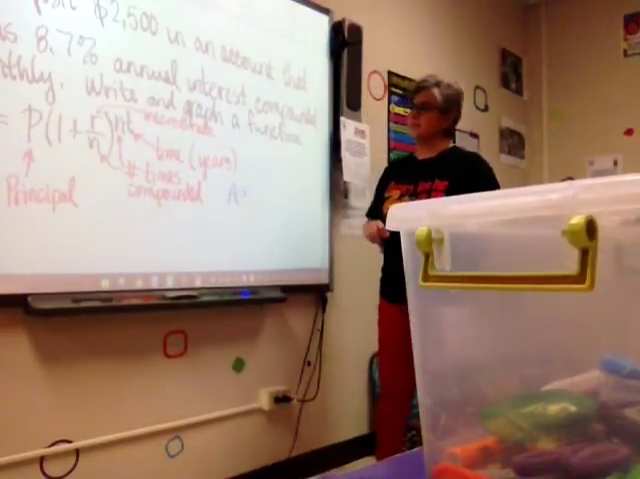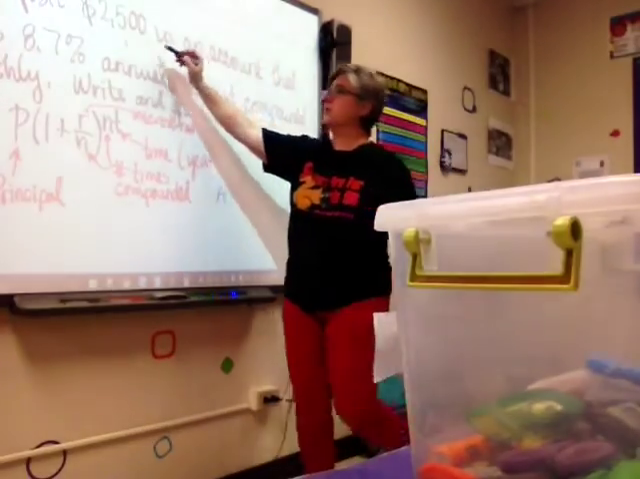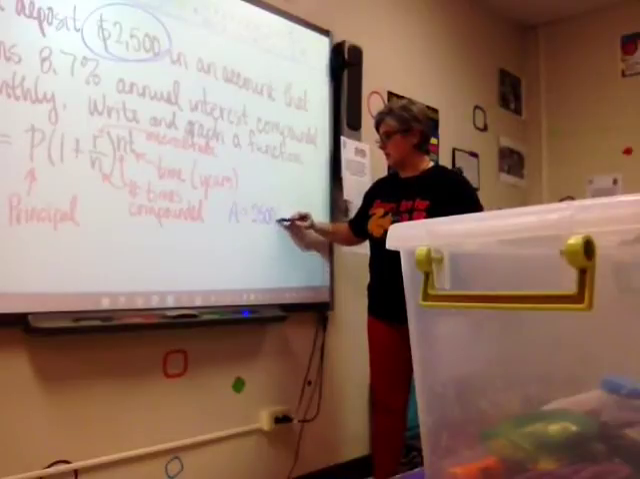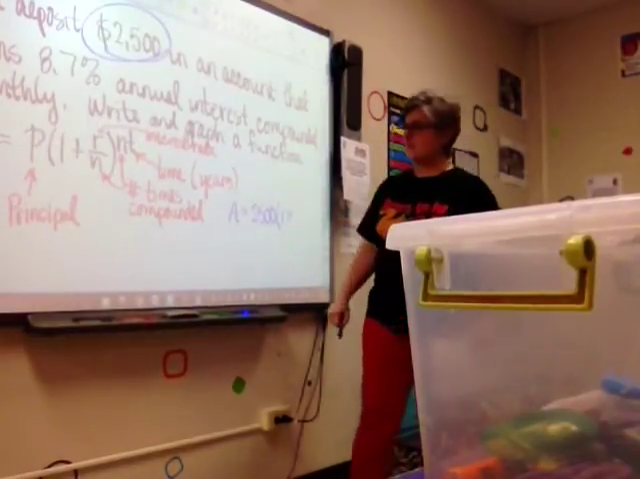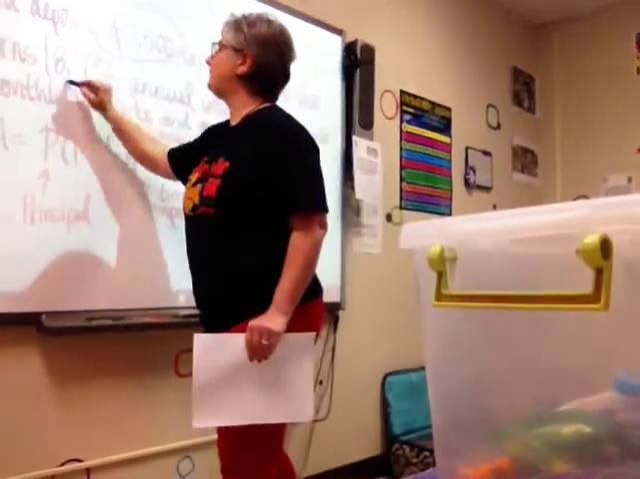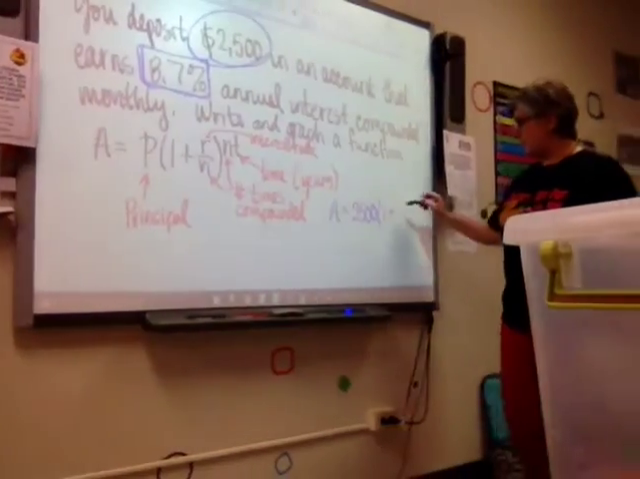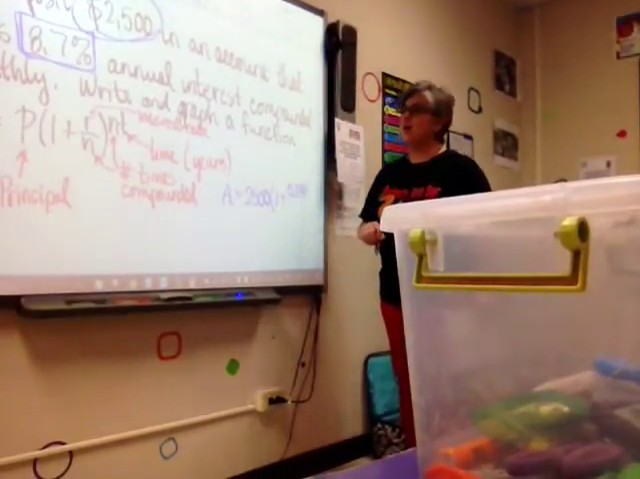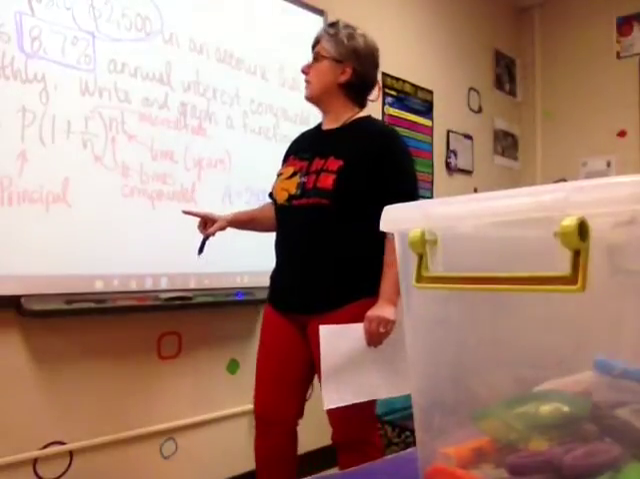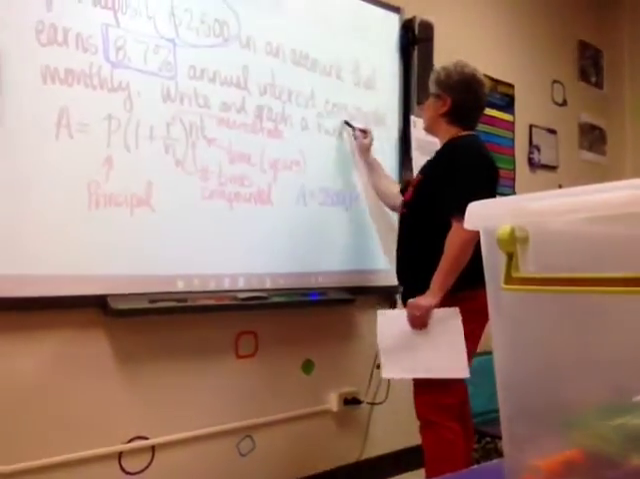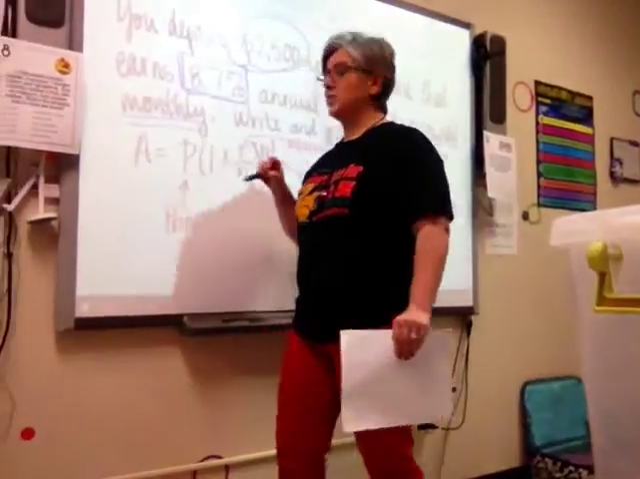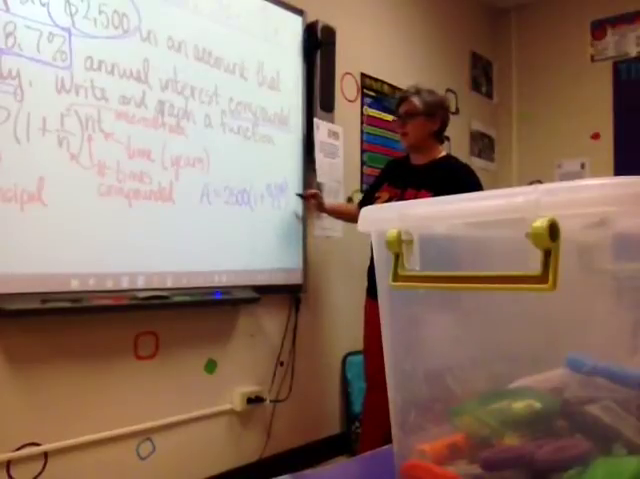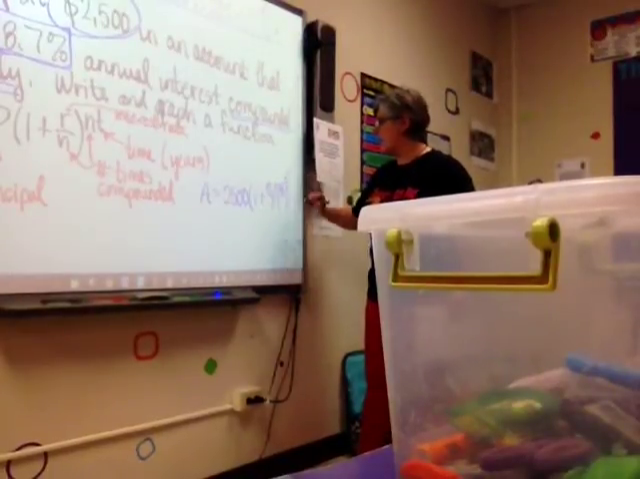A equals our principal, which is $2,500, times 1 plus our interest rate, 8.7%, so that's going to be 0.087, over the number of times it's compounded, and it says it is compounded monthly. So how many times is it compounded in a year? 12. Okay, and then that's to the 12 times.